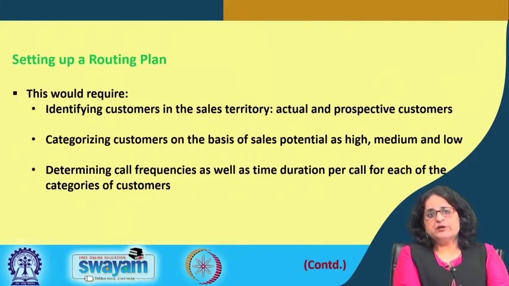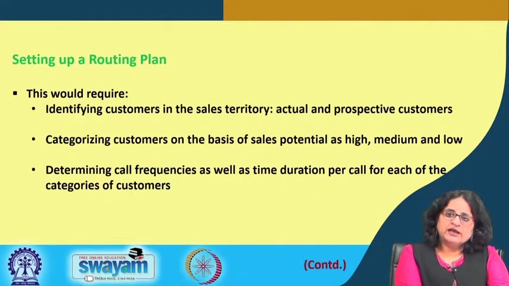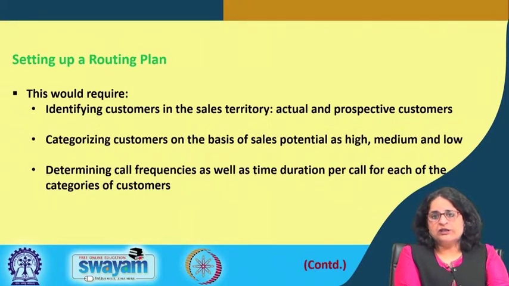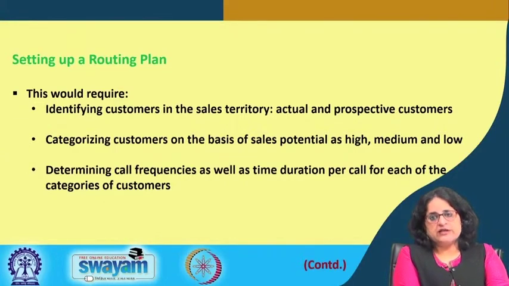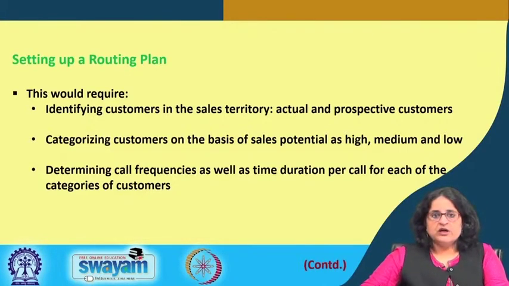In any case, you would be categorizing them on the basis of their sales potential, profit potential as high, medium and low. And then you determine the call frequencies as well as the time duration spent on each of these categories of customers per call. So, when you set up a routing plan, the first thing that we do is we identify customers in the sales territory. Then we categorize them on the basis of the sales potential as high, medium and low, and then you determine the call frequencies as well as the time duration per call for each of the categories of customers.